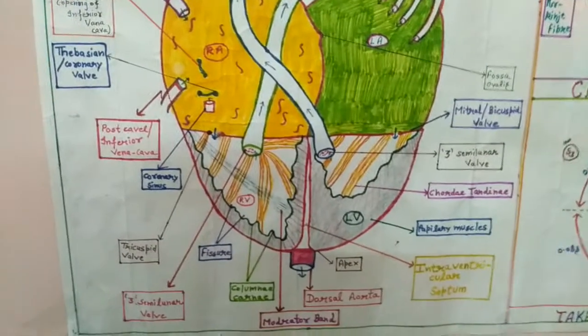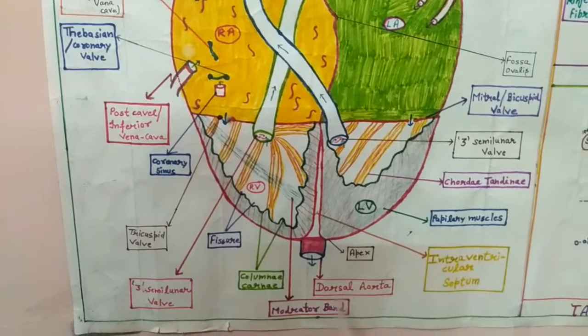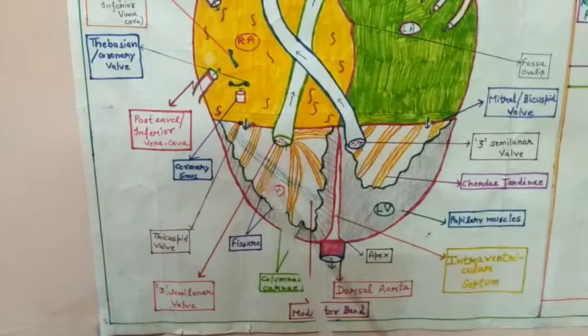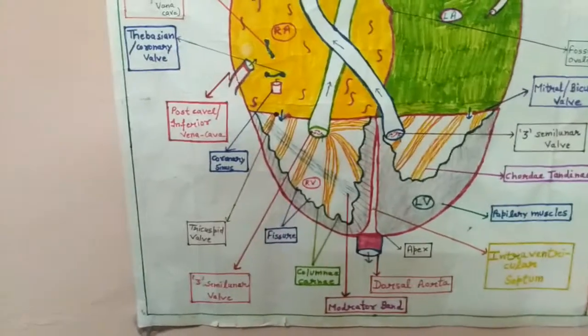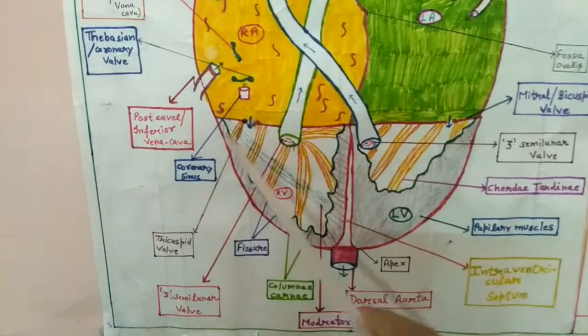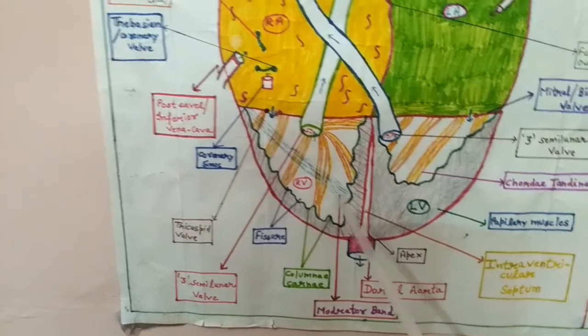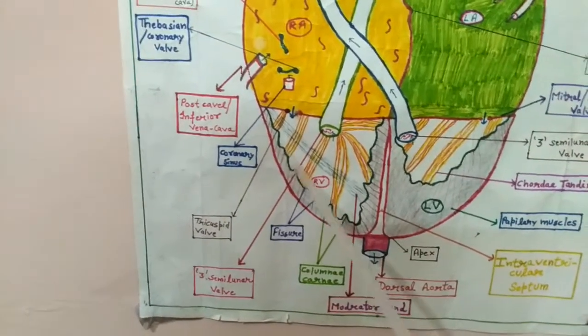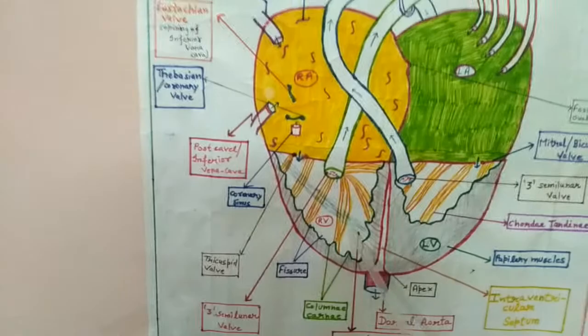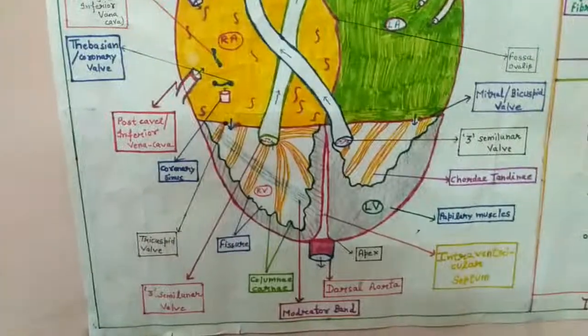You can see also another structure inside the heart. This is the moderator band. You can see it here, the moderator band. This moderator band helps in the conduction system of the heart. About the conduction system or function of the heart, we will study next time.